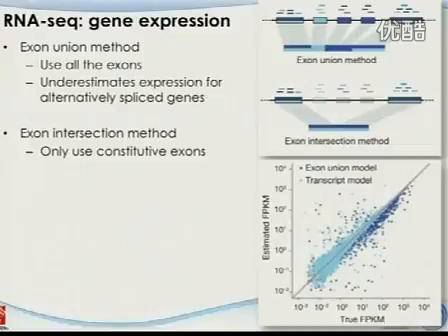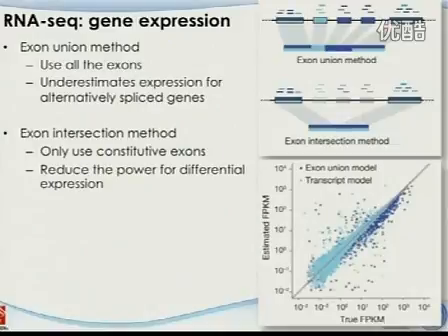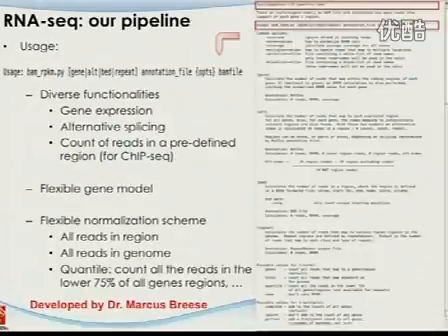Okay? And for the exon intersection method, I only use the constitutive exons, and the alternatively spliced ones I get rid of. The problem with that is it also reduces the power to identify differential expression, because you are getting rid of a lot of information which may be useful for other applications. You're supposed to have a better, deeper measurement, but you don't get it because you remove those alternatively spliced exons.